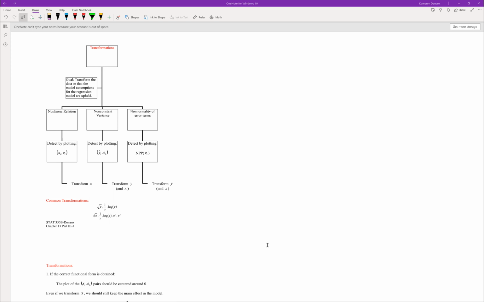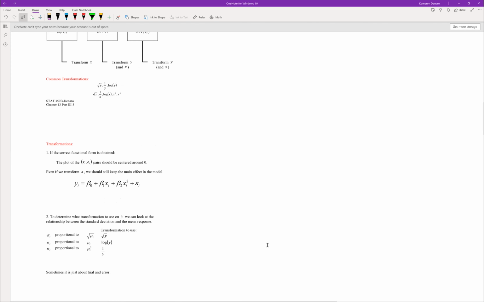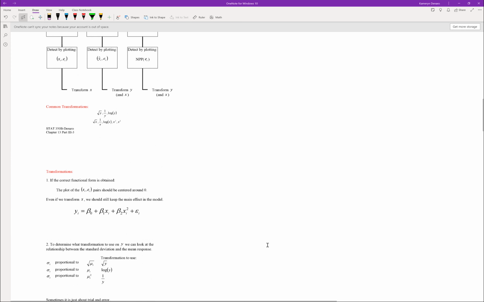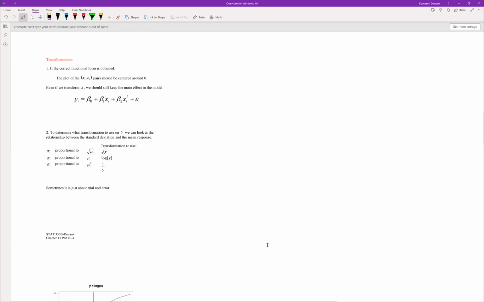So I gave some common transformations here that you might attempt just to start out. One's a square root transformation, an inverse transformation, 1 over y or 1 over x, the log transformation, and for x's, sometimes you might need to bring some of your x's to a power. And overall, if the correct functional form is obtained, the plot of your xi, ei pairs should be centered around 0.